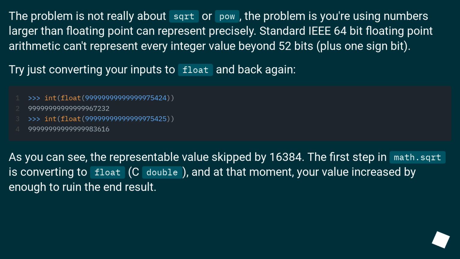The problem is not really about sqrt or pow, the problem is you're using numbers larger than floating point can represent precisely. Standard IEEE 64-bit floating point arithmetic can't represent every integer value beyond 52 bits, plus 1 sign bit. Try just converting your inputs to float and back again.